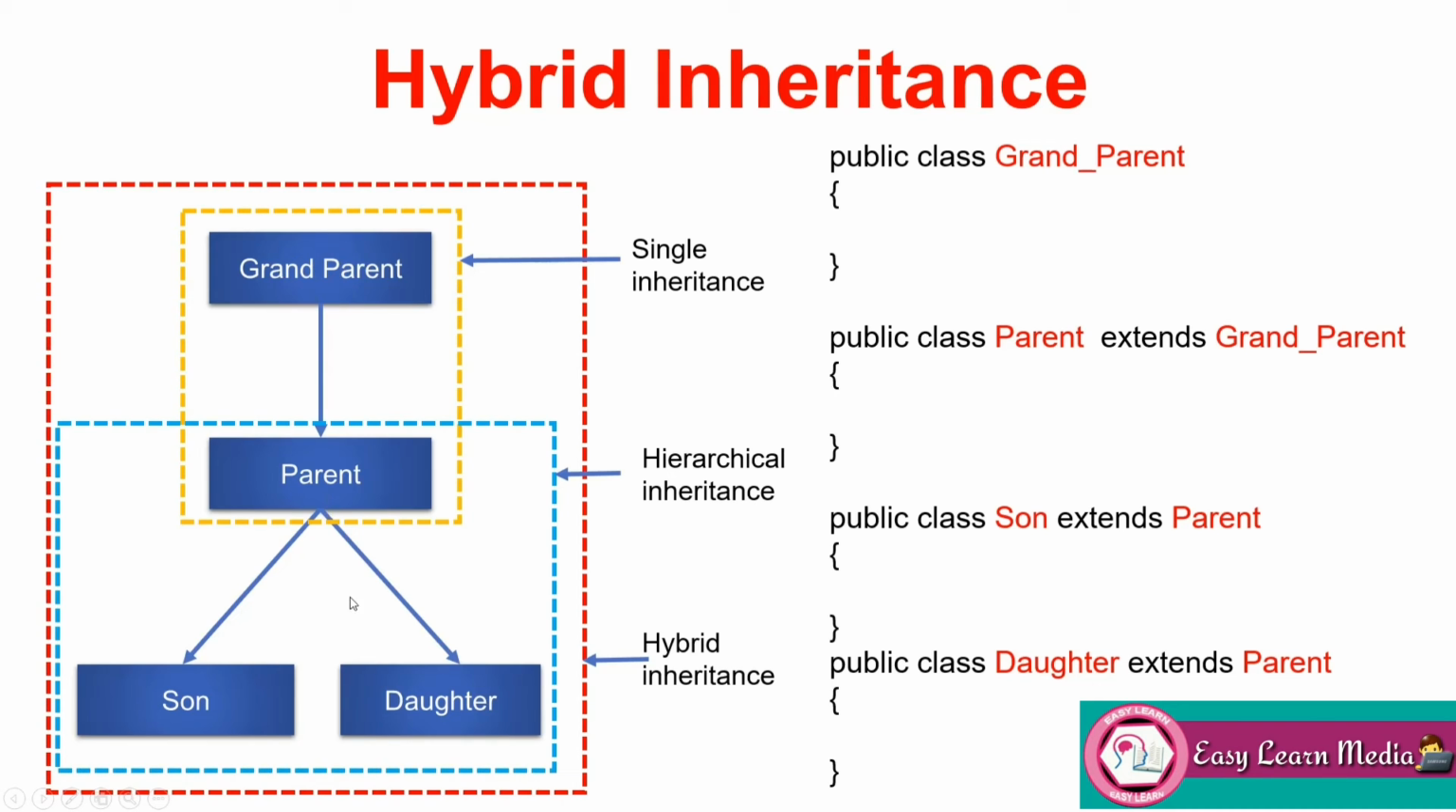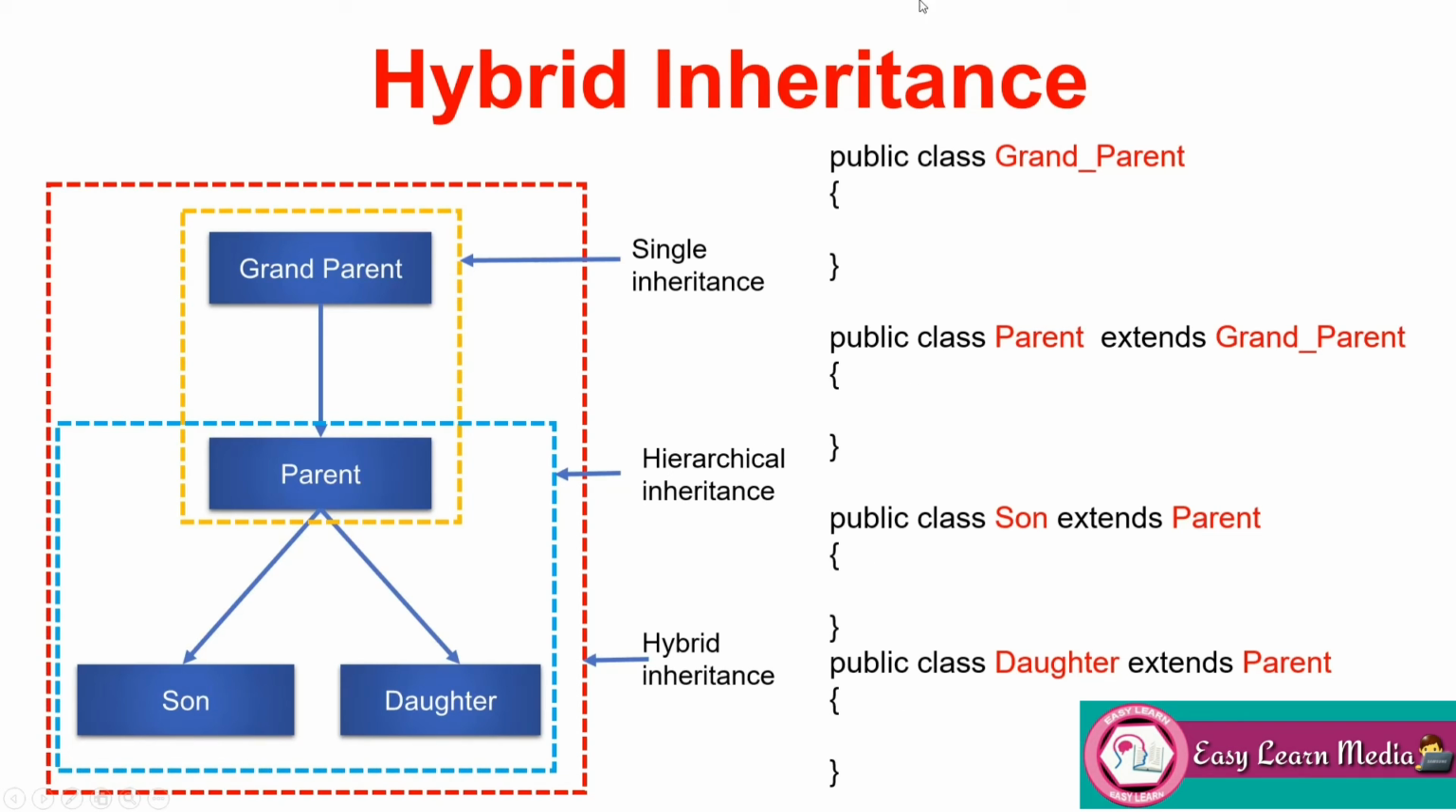And next, consider this blue color indication. We call it hierarchical inheritance, where we have a parent followed by two children. One is a son, the other one is a daughter. So this is the complete structure. We call it a hybrid inheritance. This is our single inheritance as well as hierarchical inheritance. So more than one type of inheritance, we call it a hybrid inheritance. This is a general structure of a hybrid inheritance.